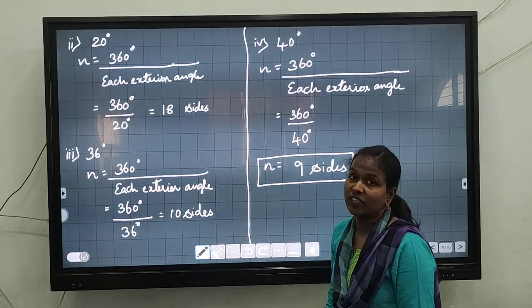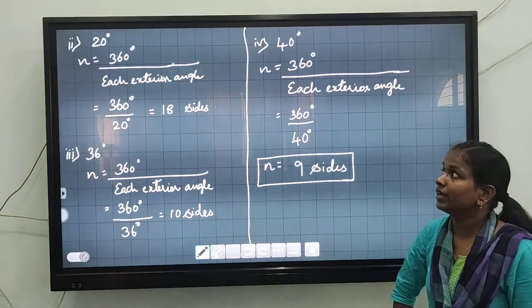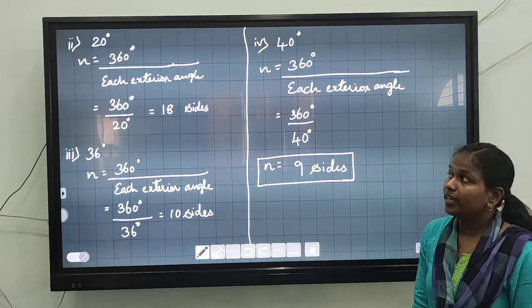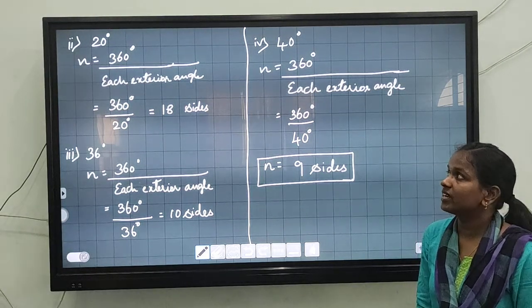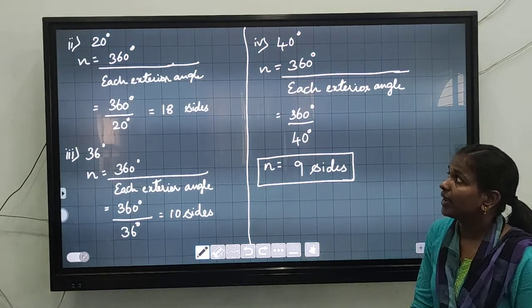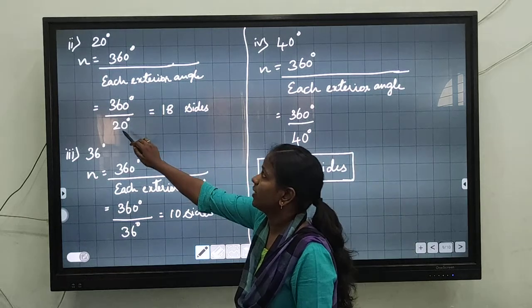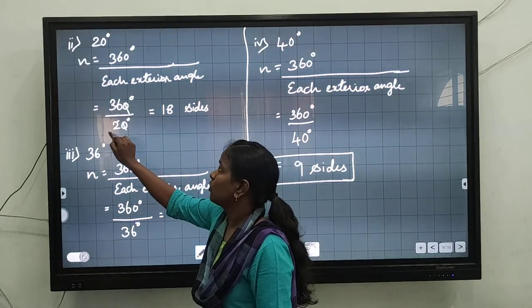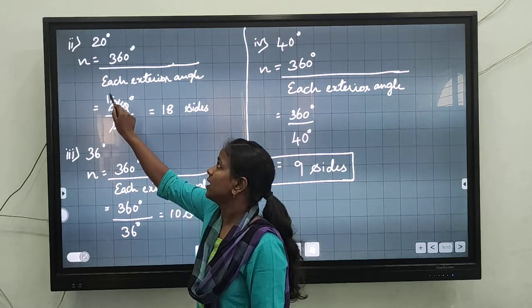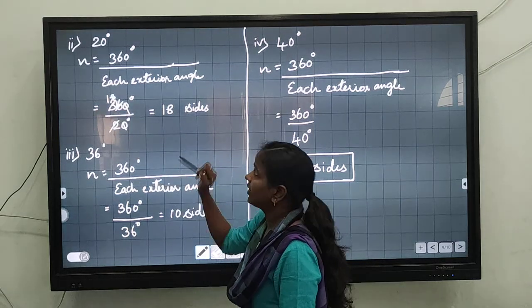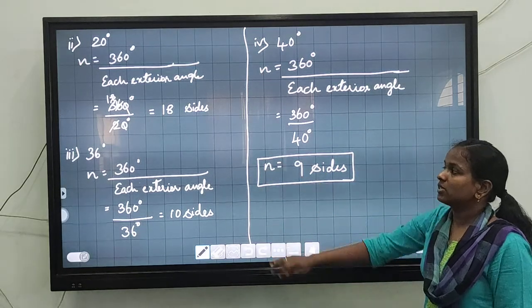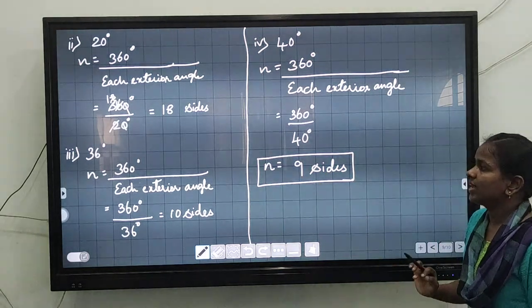Next one, second question, 20 degree is given. So how many sides? Each exterior angle is 20 degree, how many sides does that figure have, they are asking. So n equals 360 degree divided by each exterior angle, 20 degree. Zero, zero cut. 1 2s are 2, 1 2s are 2, remaining 16, 8 2s are 16. So 18 sides. Next one, 36 degrees. Write the formula, substitute the value in that and find out the answer.